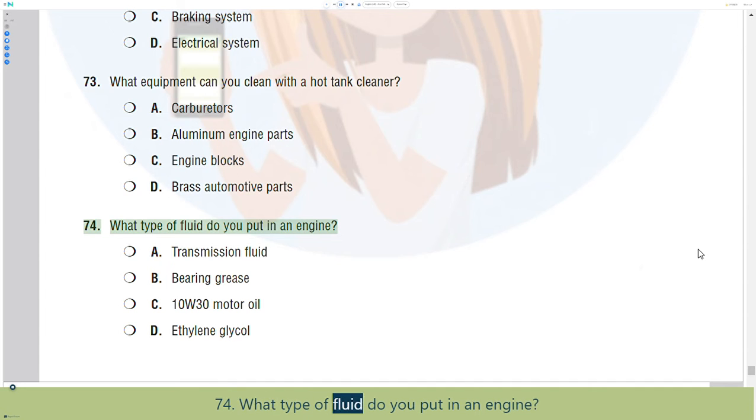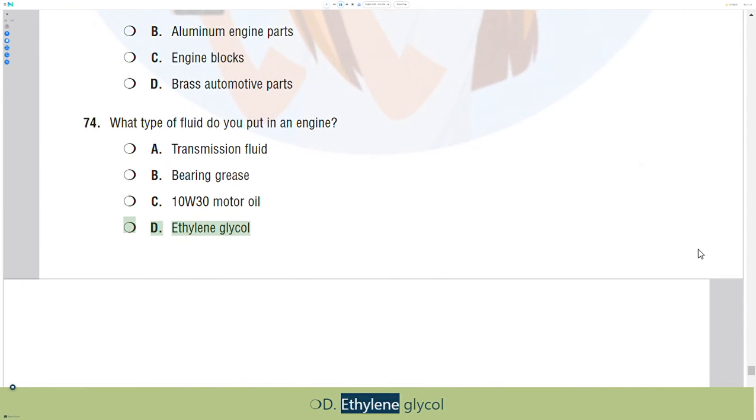74. What type of fluid do you put in an engine? A. Transmission fluid. B. Bearing grease. C. 10W30 motor oil. D. Ethylene glycol.